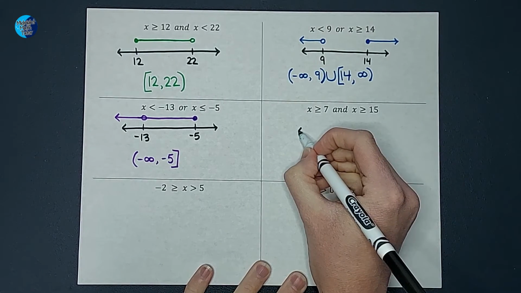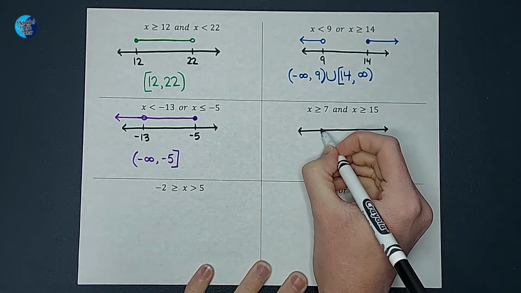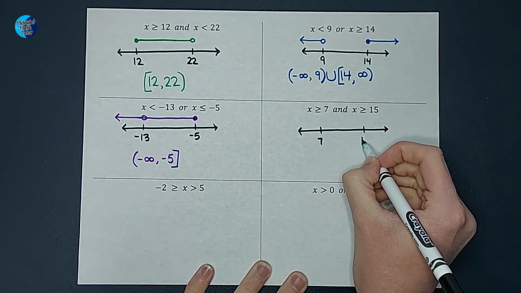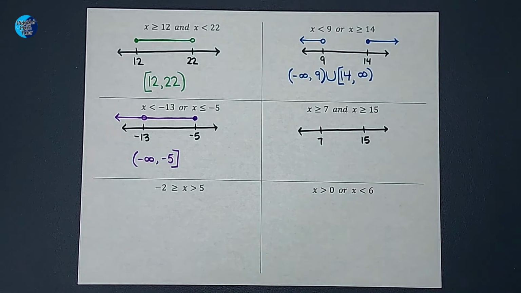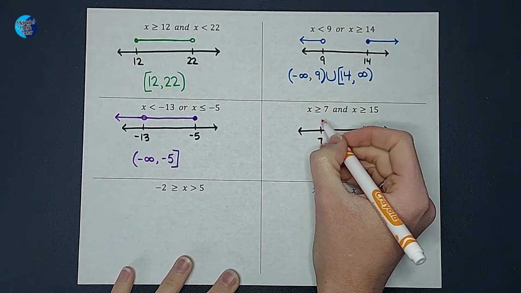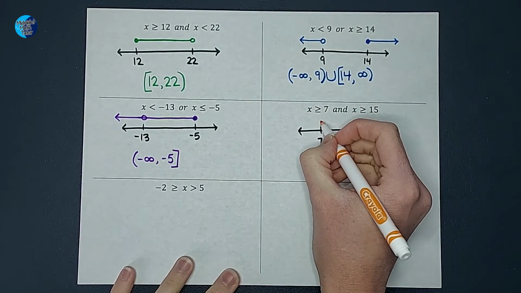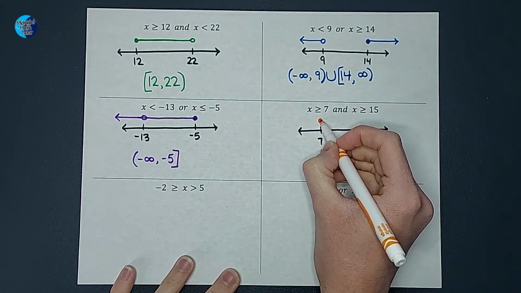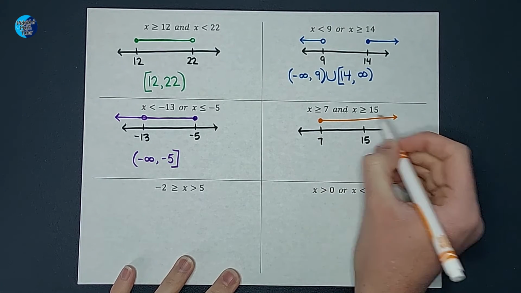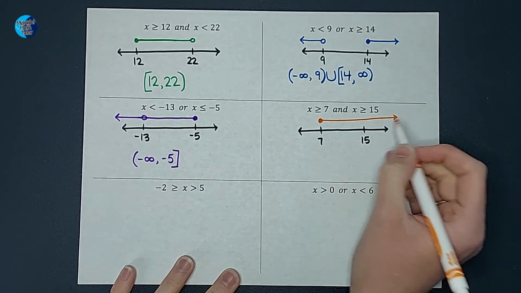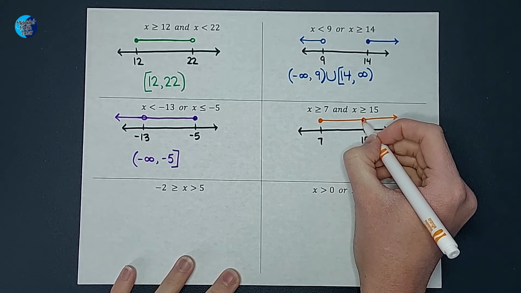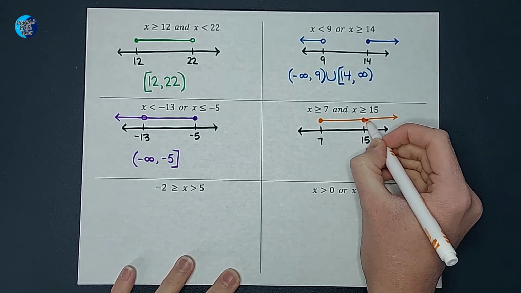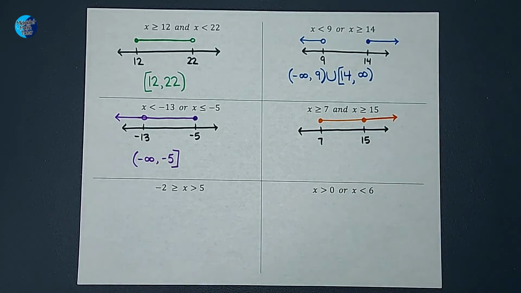All right, we've got another and. So here's my number line, 7, 15. So I am looking for numbers that are, hold on, orange, that are greater than or equal to 7. So it can be 7, so that way, and we're going this way. And greater than or equal to 15. So right here, it can be 15, and then continuing that way again.